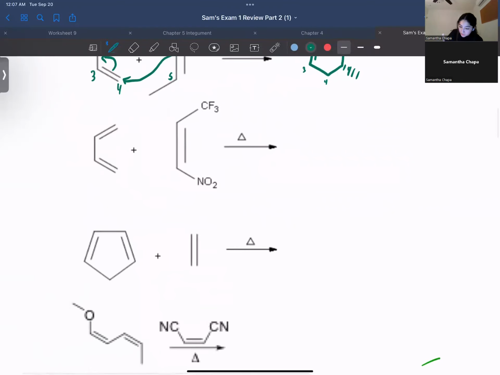Okay, let's try this next one. Number your carbons so you don't drop anything. Break the double bond, form 1. Break double bond, form 1. Everything is concerted. Form your cyclohexene.